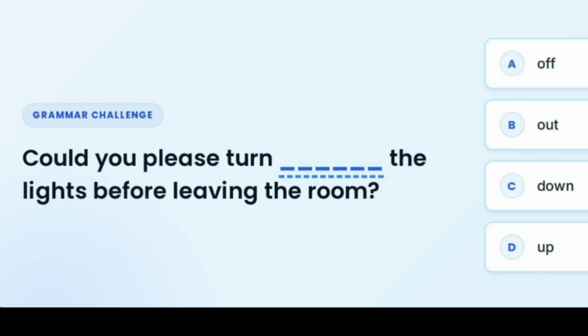Correct answer is choice A, off is right. Off is right, student. Let us explain briefly. Turn off means to deactivate electrical devices or lights. For this reason, choice A is the correct answer.